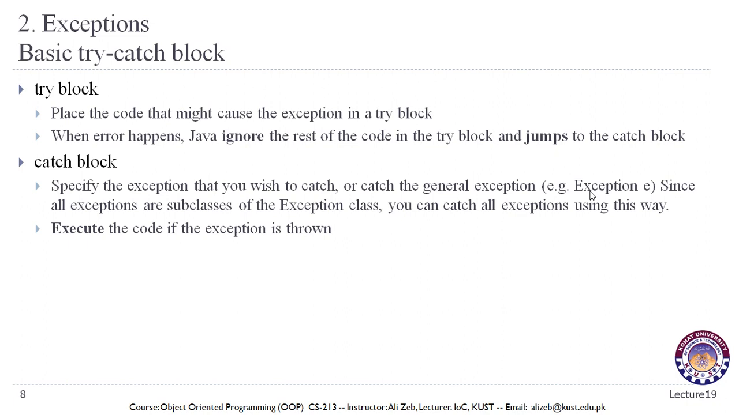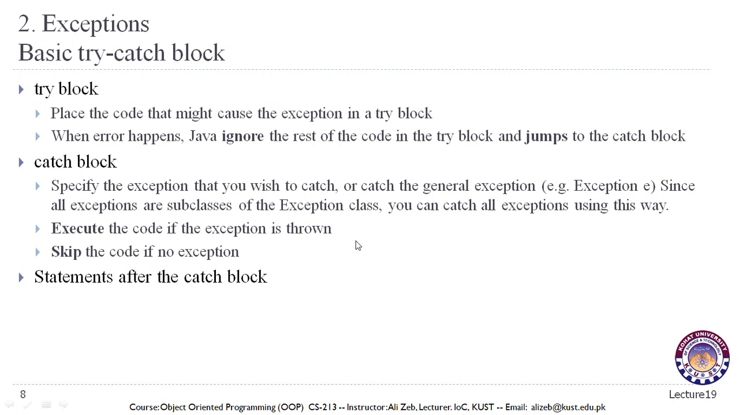Execute the code if the exception is thrown. What will happen now is that the code in the catch block will be executed if there is an exception in the try catch block. If there is no exception in the try block, the code in the catch block will be skipped and will go to the next point.